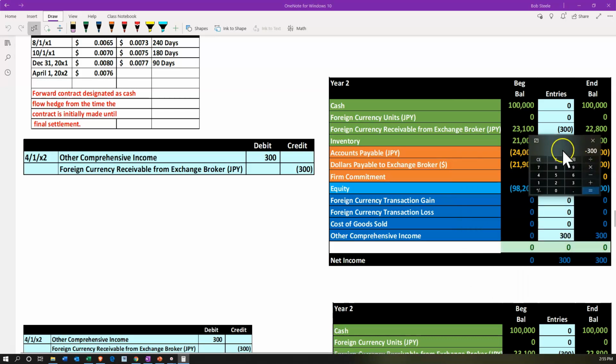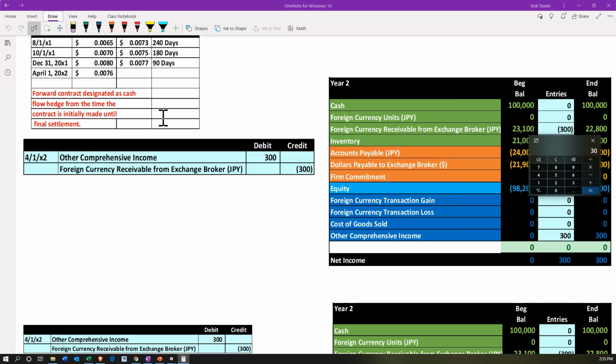Now we're at that 22.8, basically valuing it as of this time period, as of this point, which is the time this thing is going to end. So we're going to have the receivable. We're going to get our 3 million yen, which is valued at $22,800.